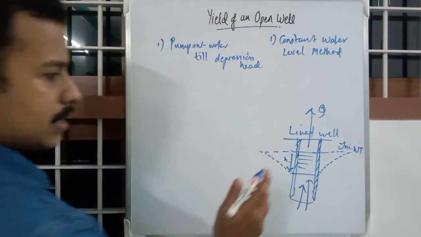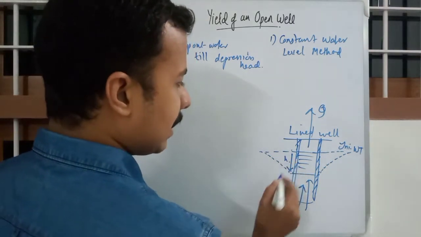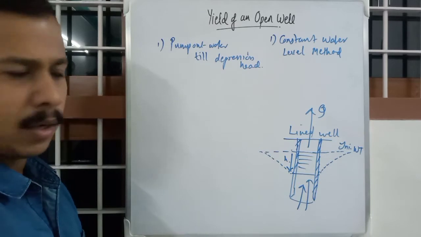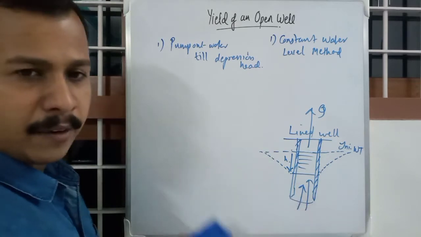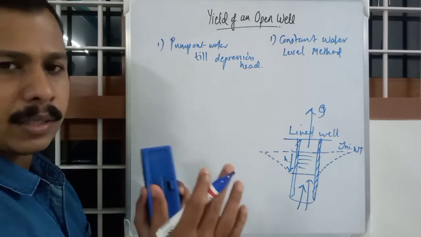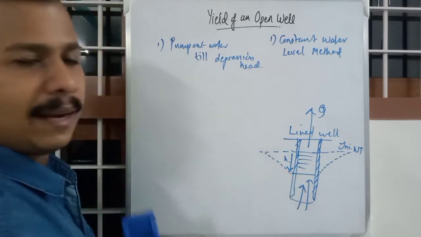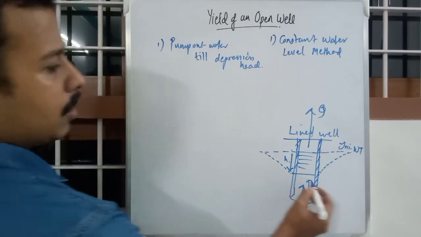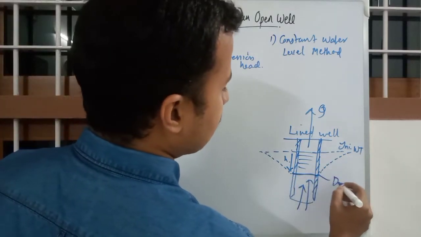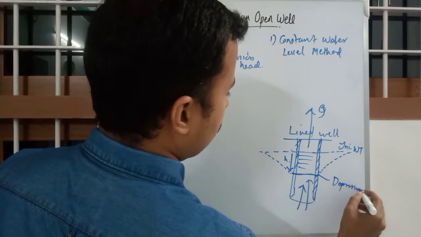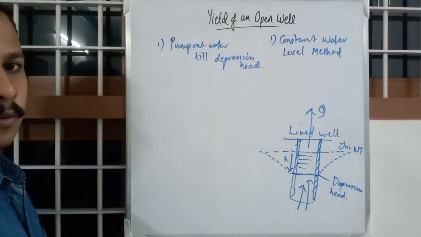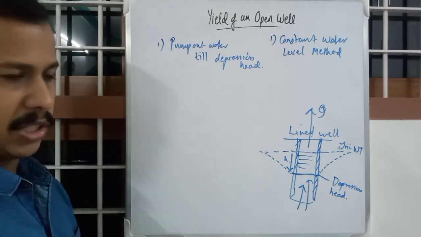Suppose this h value will be prefixed. It will be 20 centimeter or maybe 0.5 meter, 0.8 meter, etc. It can be any value depending on the soil strata and the well properties. So you will reduce this height to the depression head, and then we start the real experiment or the real measurement.